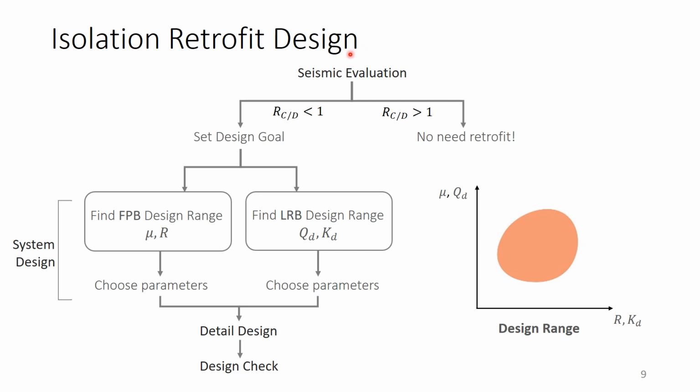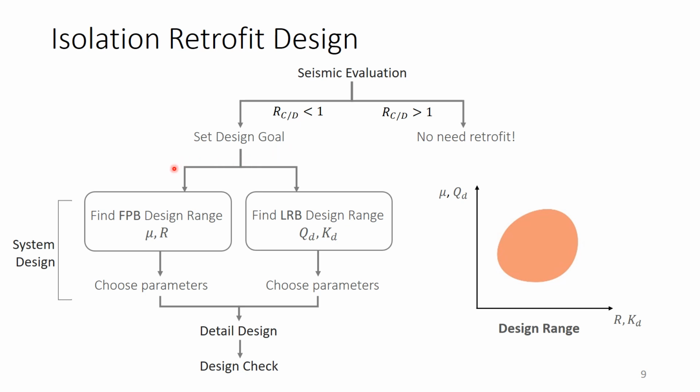So first part will be the seismic evaluation. And RCD is the capacity to demand ratio. So after the seismic evaluation, if RCD is bigger than 1, it means the structure doesn't need retrofit. But if RCD is less than 1, we have to go through the retrofit design procedure. First is setting a design goal. Next is to find the design range of the isolation system.